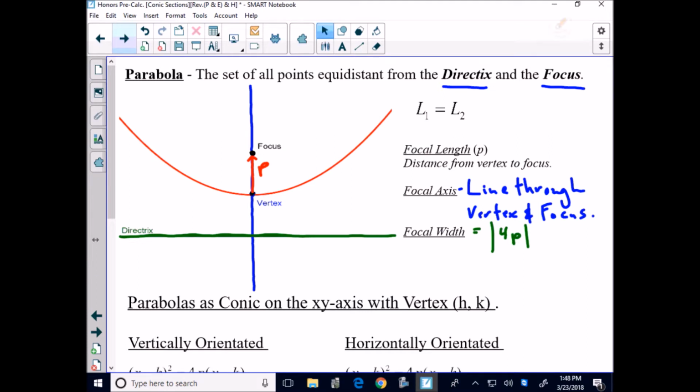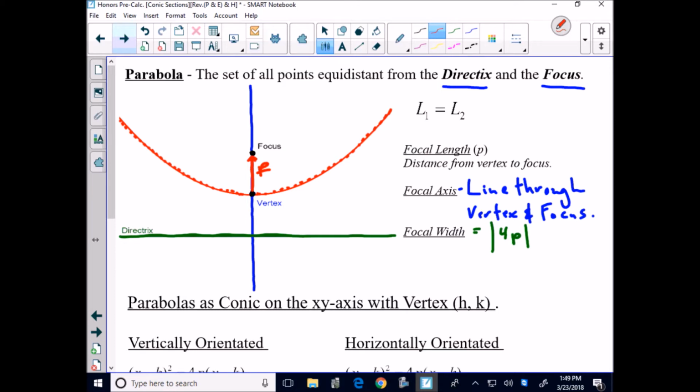And we can say that the parabola is going to be the collection of all points that are equidistant from the focus and the directrix, right? The vertex of our parabola is the point that minimizes that distance from the focus and from the directrix. We say that the focal length is the distance from the vertex to the focus, and that's this length right here, from the vertex to the focus.